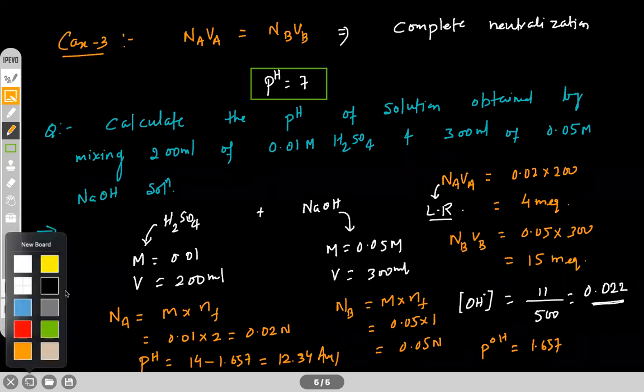Okay, next you see. Acid-base mixture we had discussed. We can also have the mixture of acid only. Write down pH of mixture of strong acids. So only acid we are mixing here.